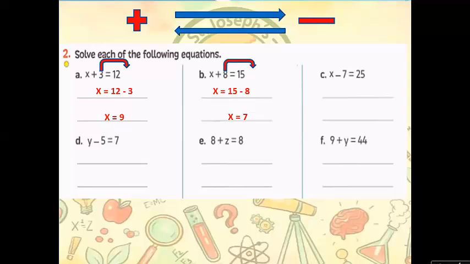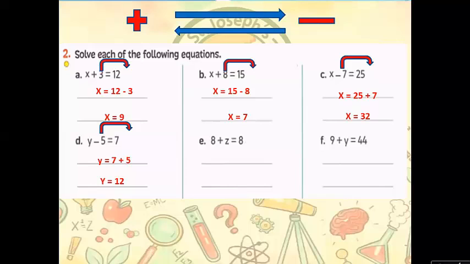Letter C, x minus 7 equals 25. I'm going to put the 7 outside and change its sign from minus to plus. So x equals 25 plus 7, because the question has minus 7, we change it to plus 7. So x equals 32. Letter D, y minus 5 equals 7. So y equals 7 plus 5, which equals 12.